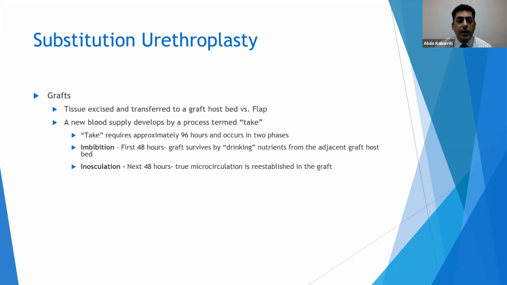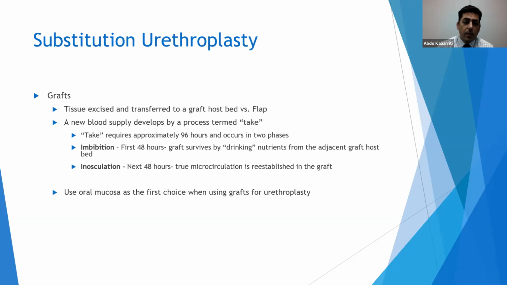The first 48 hours is what's called imbibition, where the graft survives by drinking the nutrients from the adjacent host bed, whereas the next 48 hours is inosculation, when the true microcirculation is reestablished in the graft. So if you're transferring your graft to an area that does not have good blood supply, you're not going to have the imbibition, and your graft may not survive to inosculation.